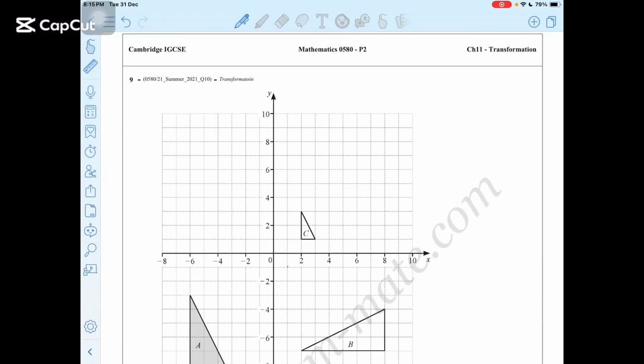Okay, so my name is Bilal, and today we'll be solving Cambridge IGCSE Mathematics 0580 Transformations Paper 2. We'll be solving the remaining questions. We were done with the first 8 questions, now we'll be solving the questions from question number 9.